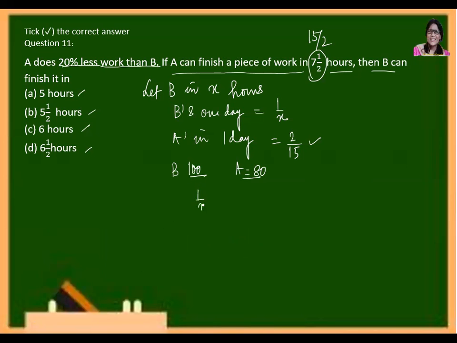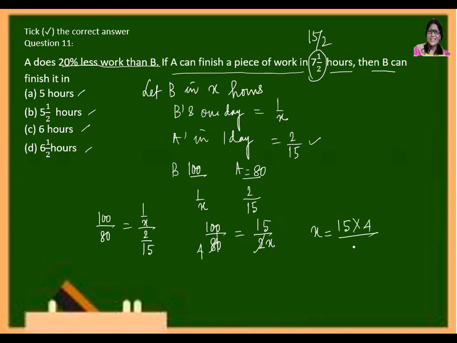B is equal to 1 by X and A is equal to 2 by 15. So I'll write 100 by 80 is equal to 1 by X upon 2 by 15, or 100 by 80 is equal to 15 by 2 times of X. Simplification. So 0 cancel. Here I'll get 2, 4. Then X is equal to 15 multiplied by 4 by 10. That will be 5 3 times, 5 2 times, 2 6 hours. 6 hours is the answer.